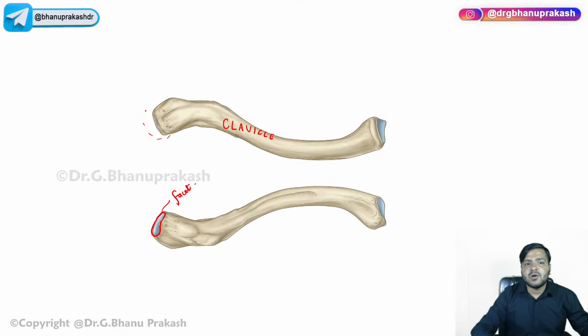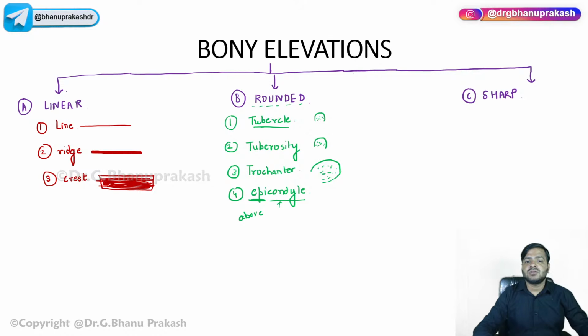So that is about the trochanter, tuberosity, tubercle, and epicondyle. I hope this is done, guys. So you have understood the difference between the tubercle, tuberosity, trochanter, and epicondyle. Just give me a thumbs up in the chat box.